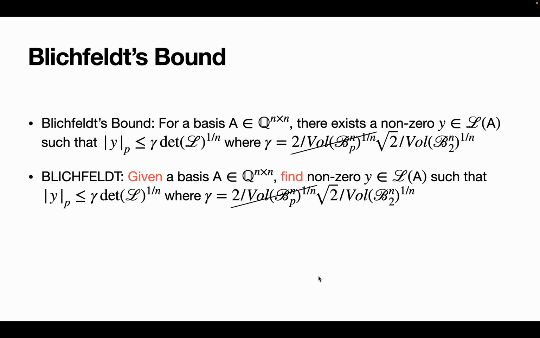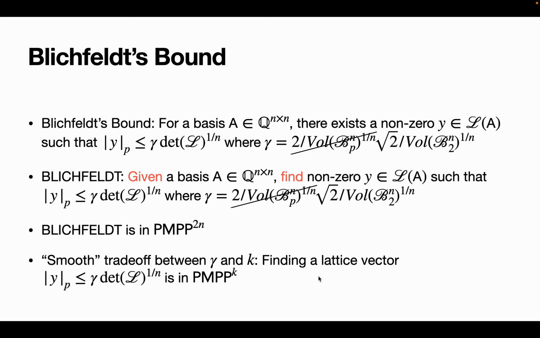Again, we can define an analogous computational problem where I give you the basis and you give me a non-zero lattice vector which corresponds to Blichfeld's bound. So what exactly is the complexity of this Blichfeld problem? Well, we're able to show that it's in PMPP to the 2n. It reduces to finding a 2n-wise collision in a compressing function. And again, interestingly, we're able to show that there's a smooth trade-off. The more collisions you can find, the shorter the lattice vector you can find.